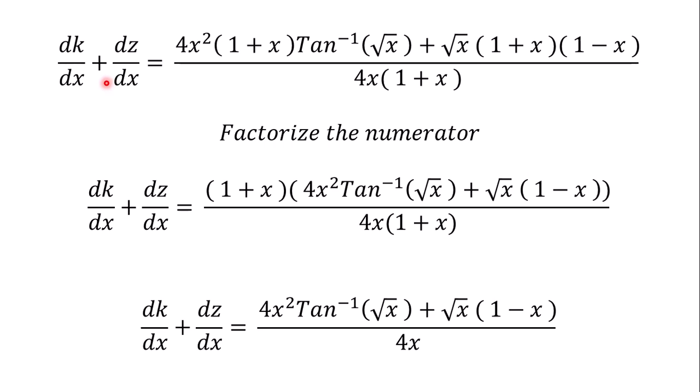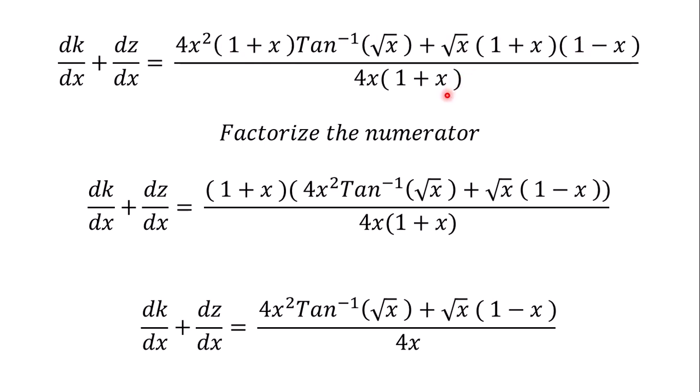Don't worry about how it has appeared. The system is giving us some issue, but don't worry. The most important thing is to get our understanding. So dk over dx plus dz over dx is now equal to this, and after applying difference of two squares, here is 1 plus x, and this one is 1 minus x. Cool.